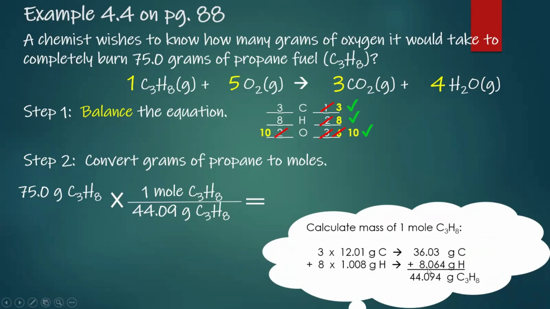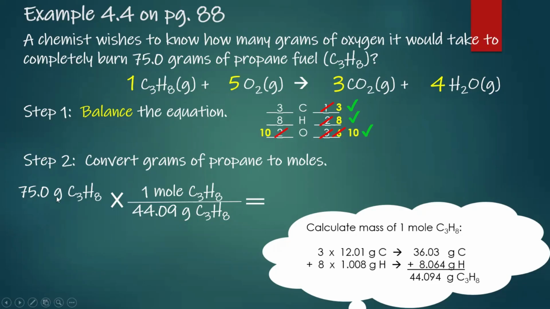So that's 8.064. So we add those 2 numbers together, and the digits for significant figures needs to just be the hundredths place because our carbon doesn't have a thousandths place right there. So let's drop the thousandths place. So we'll just keep the 44.09 grams per mole, which is the molar weight of propane.